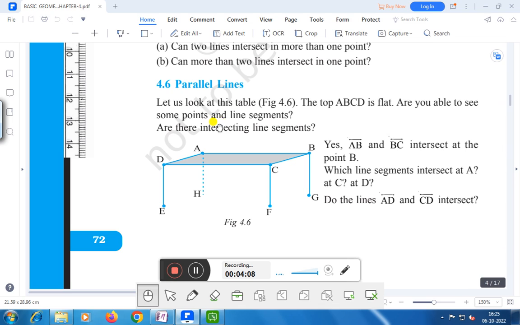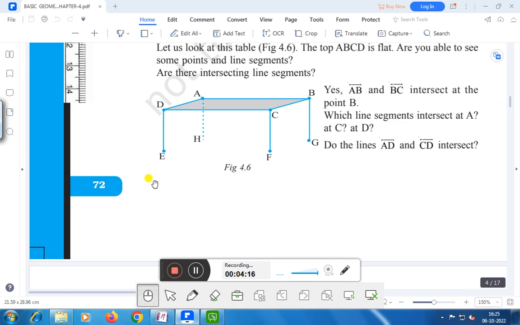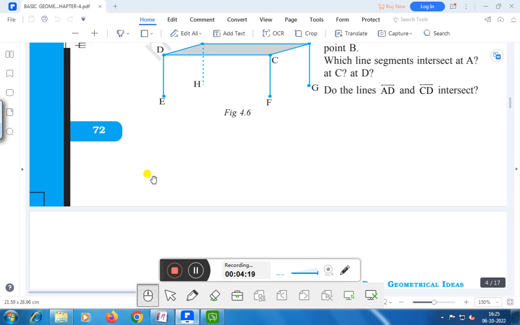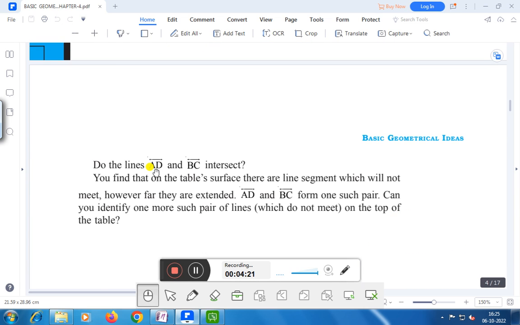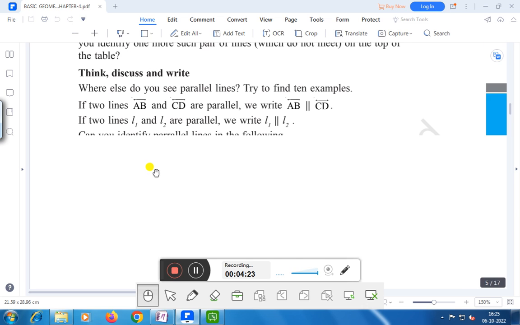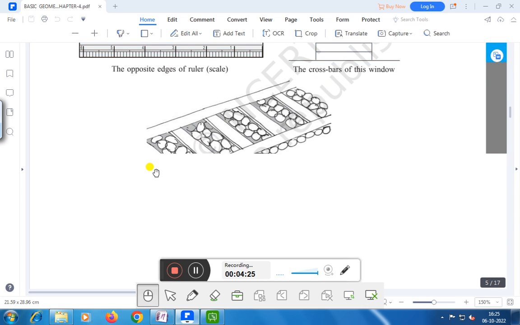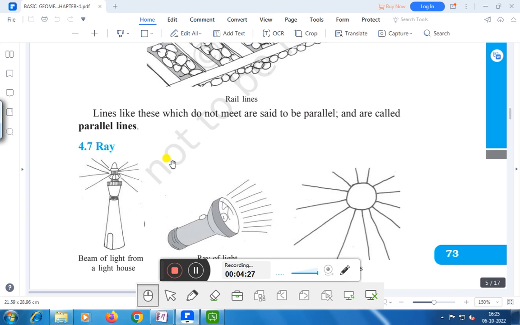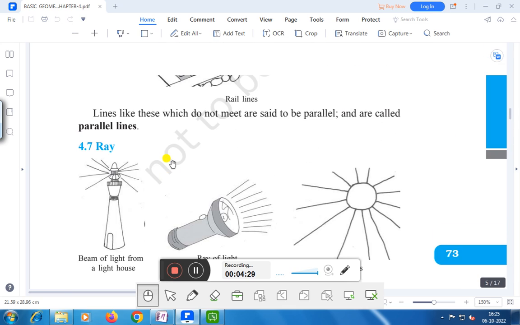We say that these are parallel lines. Are these lines intersecting line segments? No. Parallel lines never intersect each other. These are parallel lines. Next, in the new video, we will deal with the exercises.